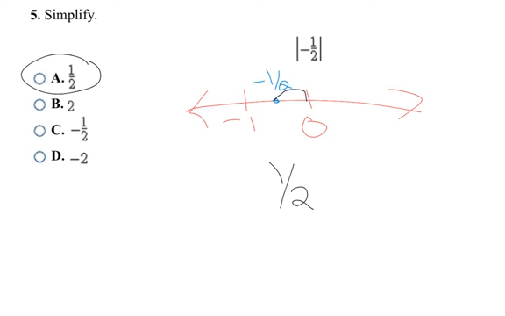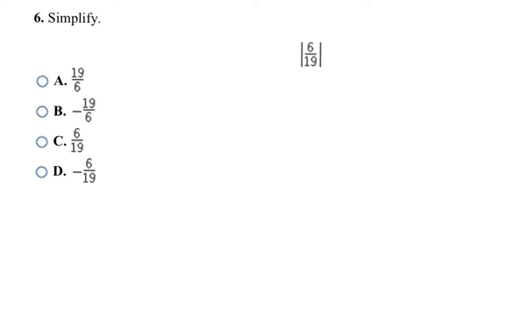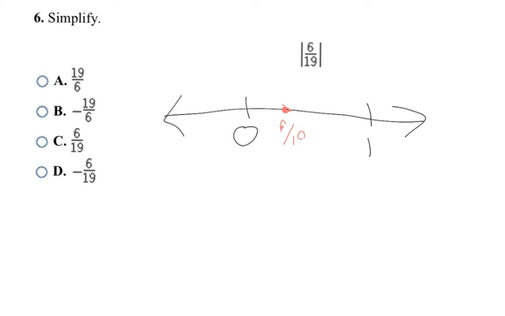Here I'm asked to find the absolute value of 6/19, and so 6/19 is going to be somewhere between 0 and 1, and it's going to be about 1/3 of the way, and so it's going to be about right here. And so its distance from 0 is going to be 6/19 of a unit. And so my answer here is going to be positive 6/19, which is C.